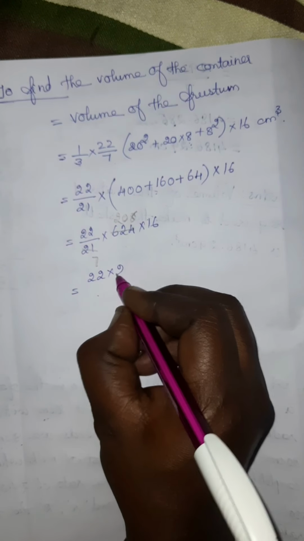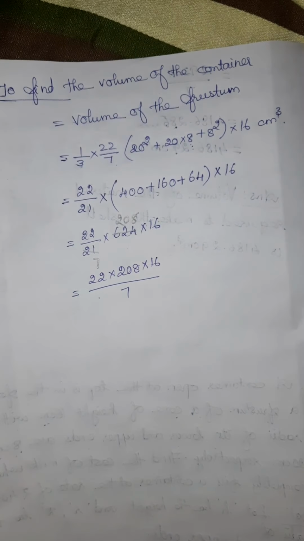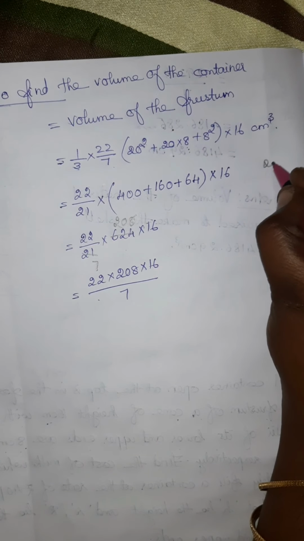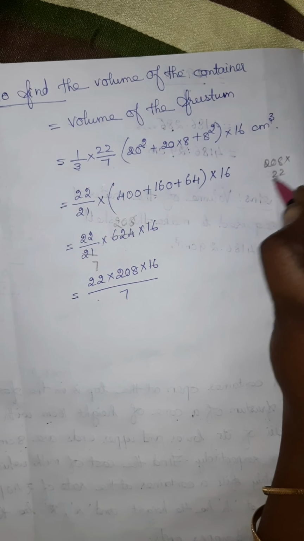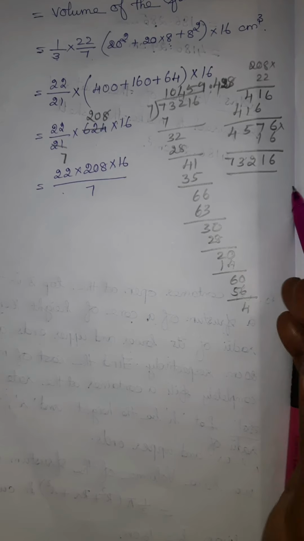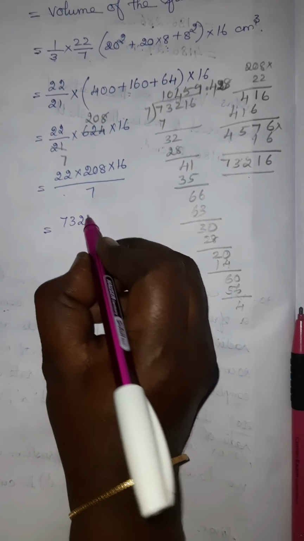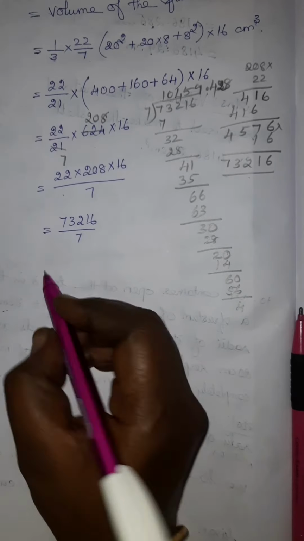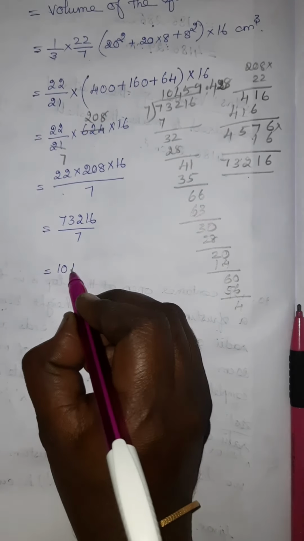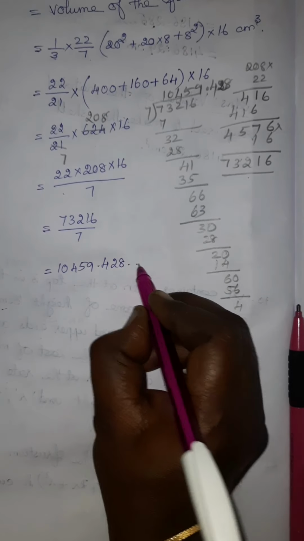Okay, so 22 into 208 into 16 divided by 7. It is the value now we get. So we can multiply now 208 into 22. Okay, I multiplied and divided. When I multiply, I got 73,216 divided by 7. Okay, now when I divide, I got this 10,459.428. It is going on.